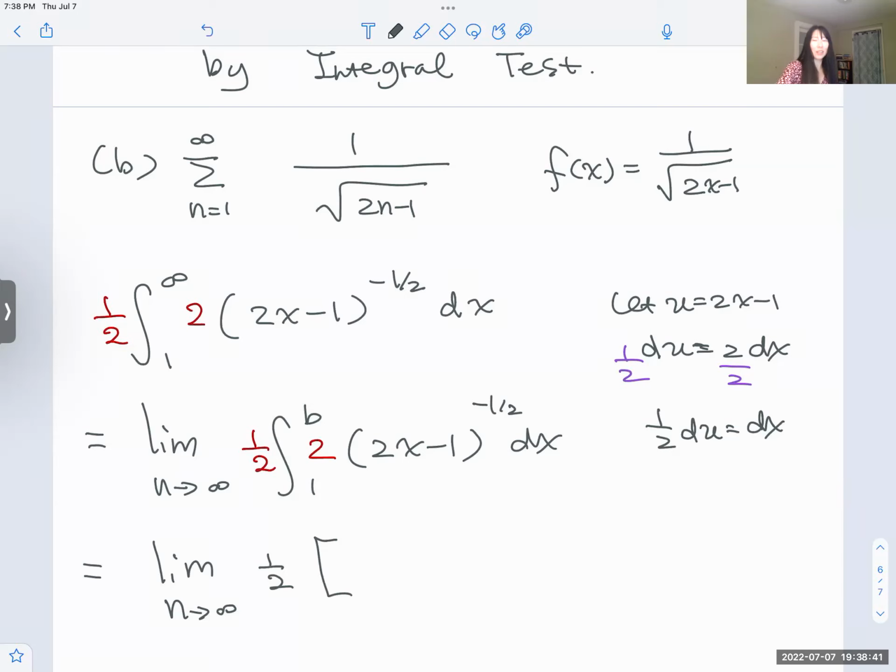Okay, so yeah, add 2 over 2, so 1 half, right? Yeah, multiply the whole thing by 2. So look, we're gonna have 2x minus 1 to the 1 half of power. So from 1 to b, right? So you guys okay with this one?